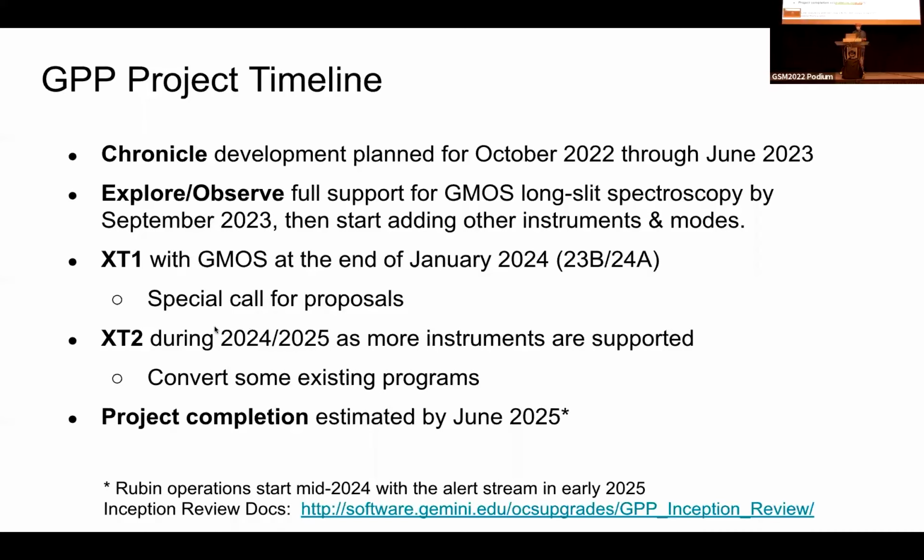This next phase is called XT2. As each instrument gets supported, we were asked to convert some of the existing programs to the new system, and we will try to give some incentives, maybe in time or other things, for that. It should be complete by June 2025. And the system certainly has to be ready for Scorpio commissioning, and we want it to be all online by the time the Rubin alert stream starts up.